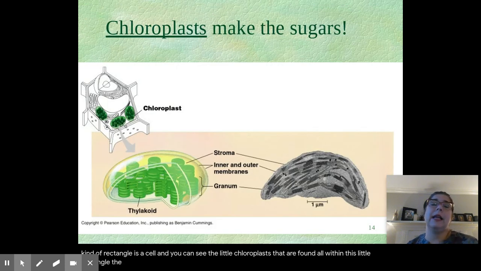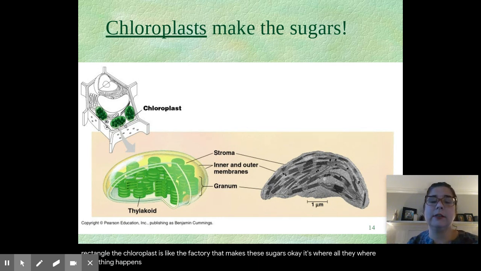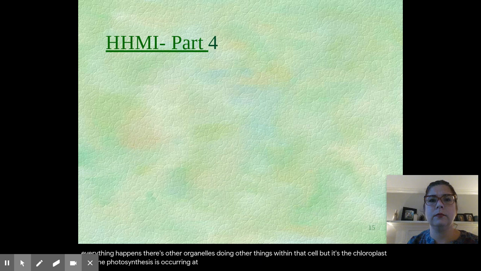The chloroplast is like the factory that makes these sugars. Okay, it's where everything happens. There are other organelles doing other things within that cell, but it's the chloroplast where photosynthesis is occurring. So we're going to learn more about the chloroplast now.